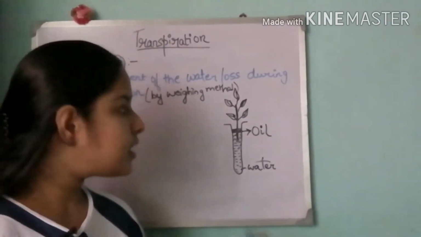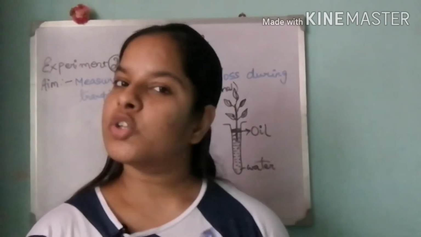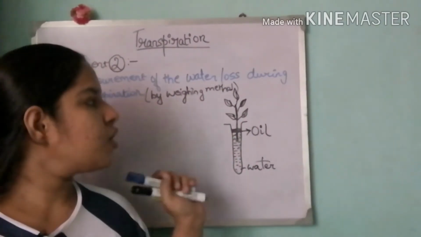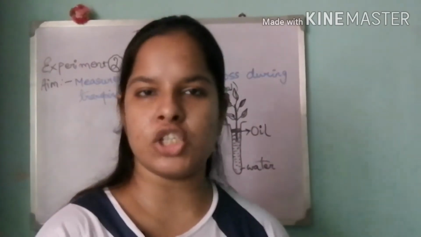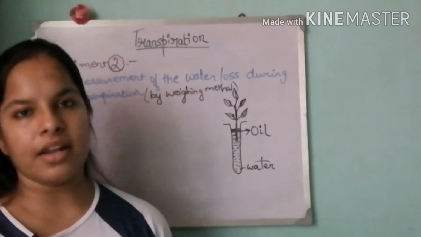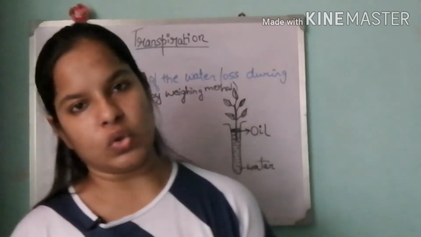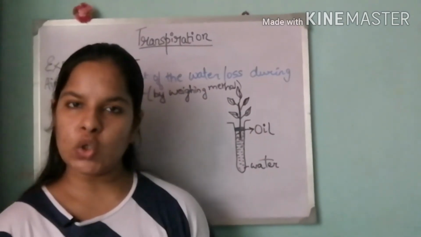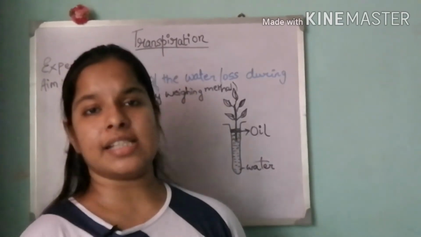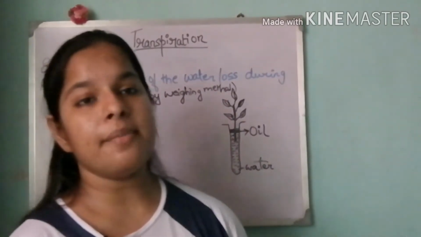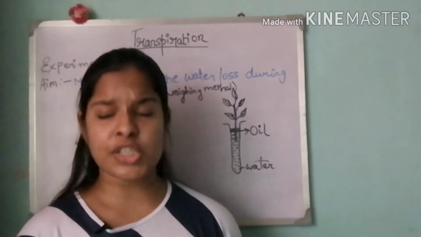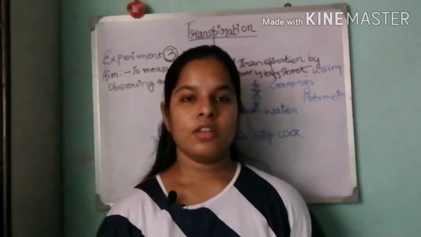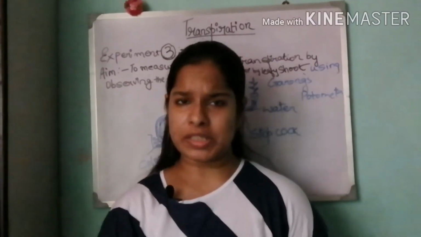Remember one thing: since the root is absent here, absorption of water is not happening, and the amount of water loss will be much lesser compared to a plant which has roots along with it. So basically through this experiment we can conclude that some amount of the water lost during transpiration can be measured and calculated. So we have discussed two experiments till now.